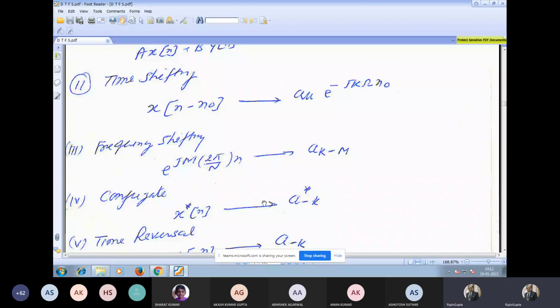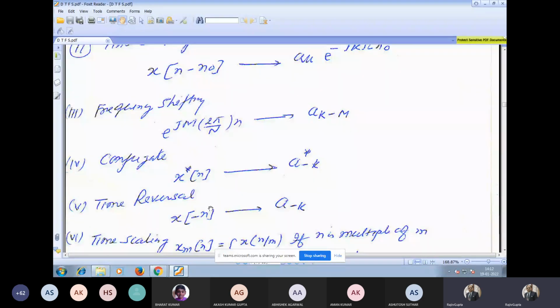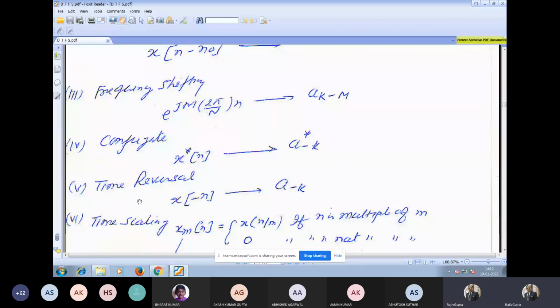Now, if your signal is complex conjugated, let's say x[n] has Fourier series coefficient a_k, then the conjugate of x[n] has Fourier series coefficient conjugate of a_(minus k). Time reversal: if you replace n with minus n, your a_k becomes a_(minus k).